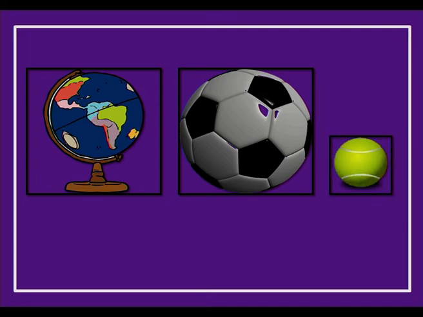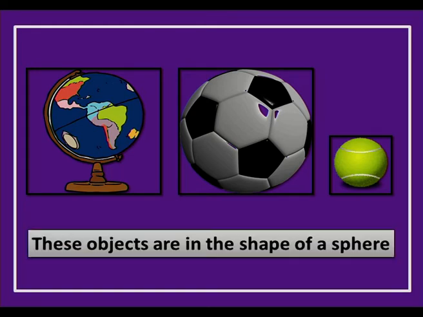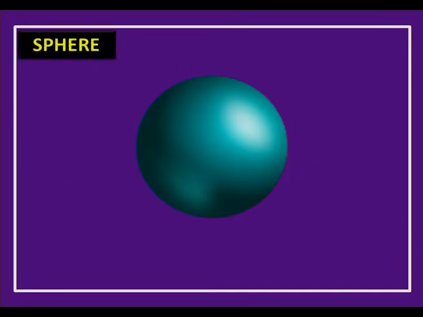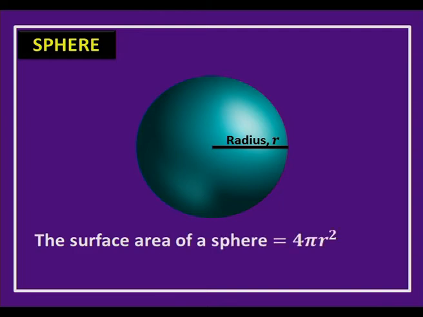Now, let us learn the surface area and volume of another solid, that is sphere. Take a look at the images shown on your screen. Yes, a globe, a football and a tennis ball. Now, what is the shape of these objects, children? Yes, these are all in the shape of a sphere. You are right. Now, we are going to learn about a sphere. The line joining the center to any point on its surface, we call it as its radius and denote it by r. The surface area of a sphere is given by 4 pi r square.